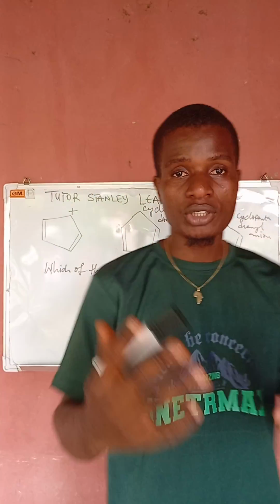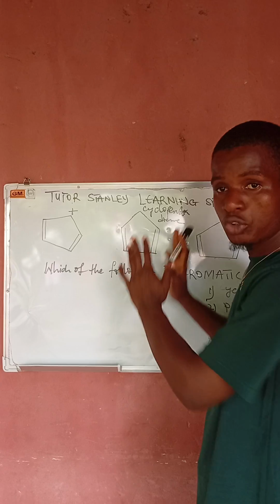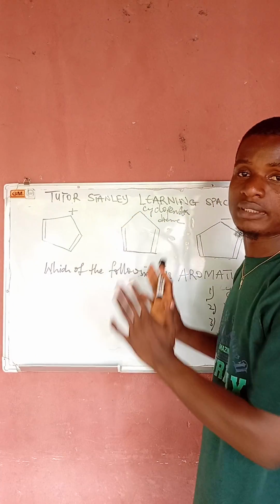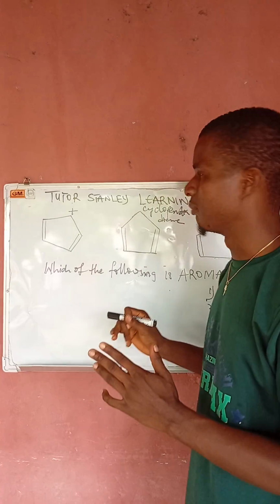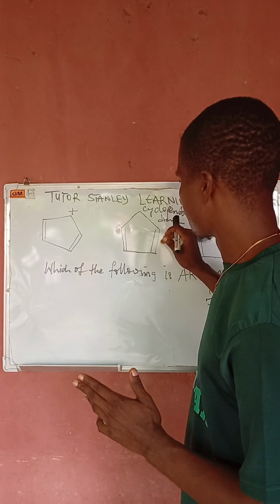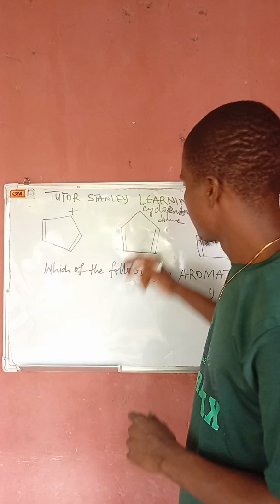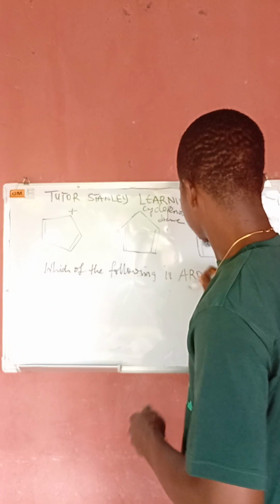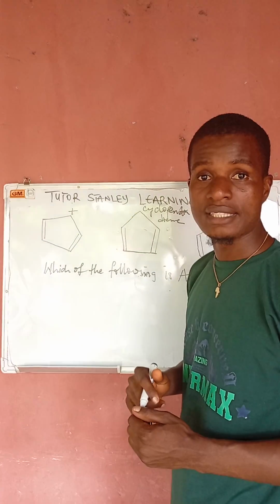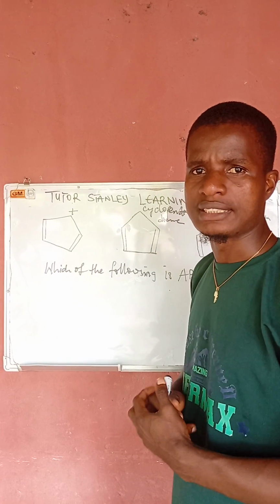Now let us start from the middle one, which is the normal cyclopentadiene itself, before the ions come. First one, cyclic. This is cyclic because it has a closed ring system. So we mark cyclic for it. Cyclopentadiene is cyclic. That is not enough to say it is aromatic.